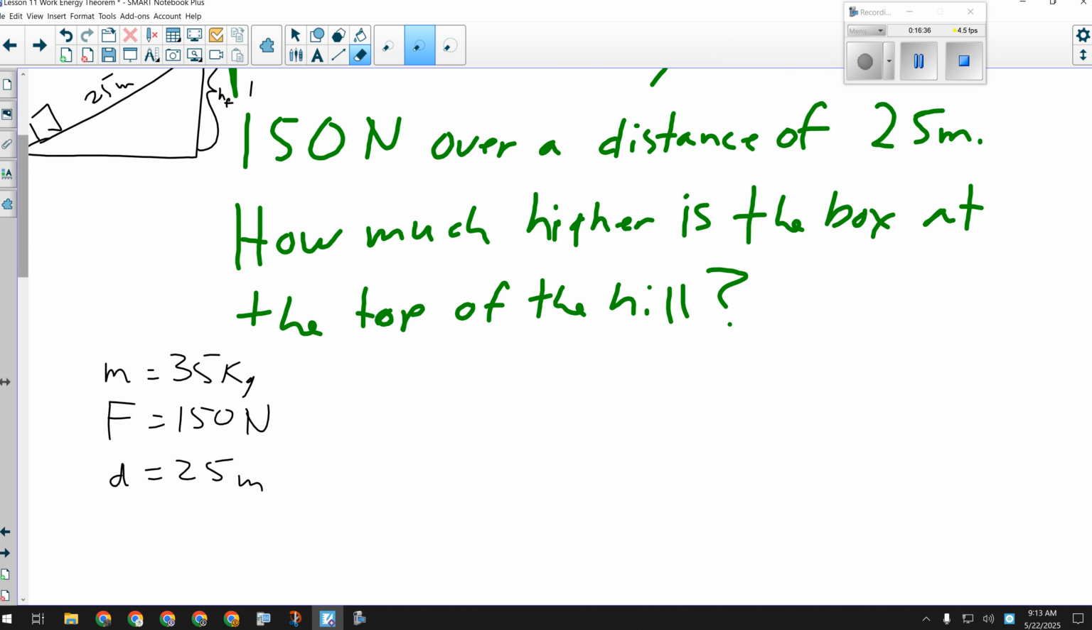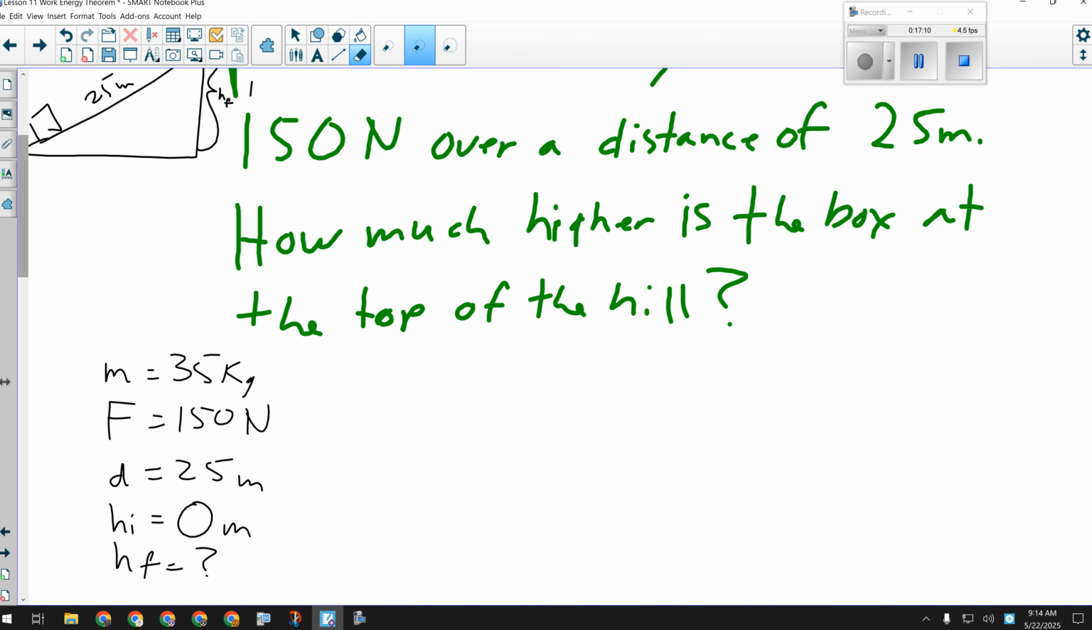We also know the initial height of the box. It's never outright stated, but what's your height at the bottom? It's a context thing. I have to get that from the story. A little reading comp for you in science. I started at the bottom of the hill. Well, the hidden meaning in that is the height was 0. So 0 meters would be our initial height, and we are looking for the final height.